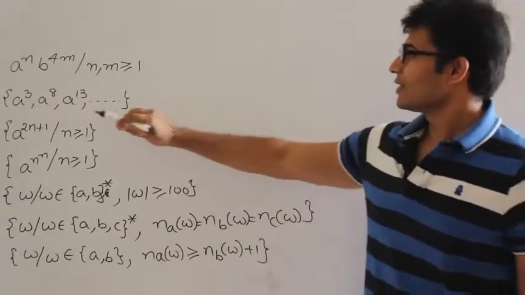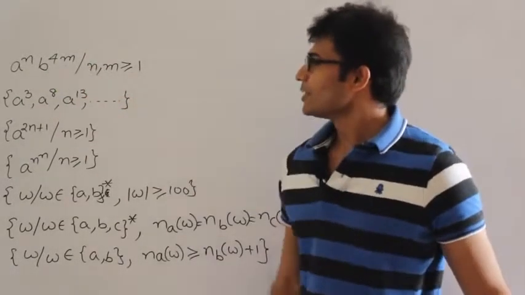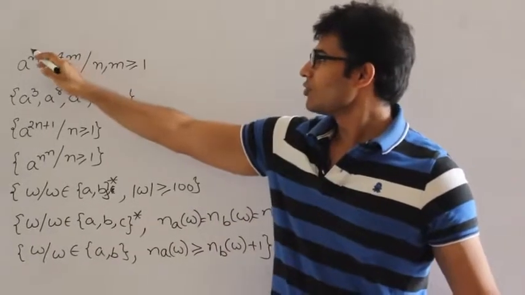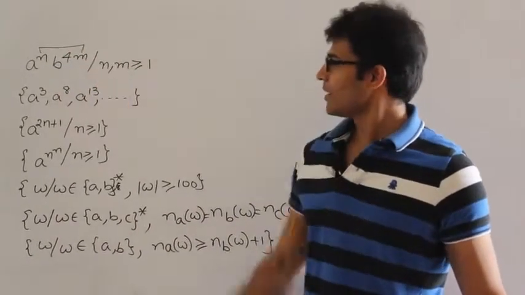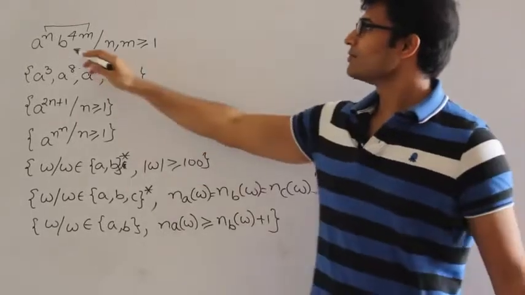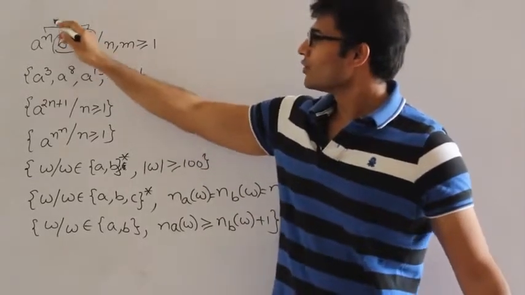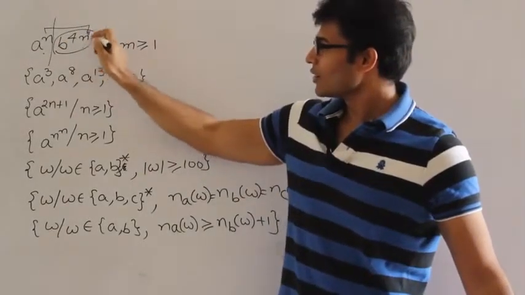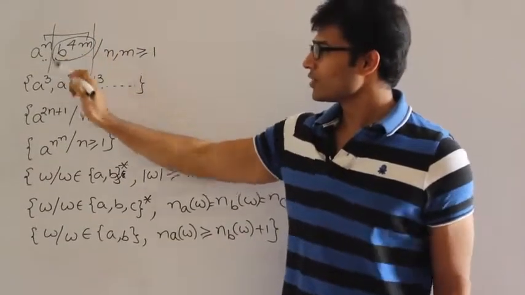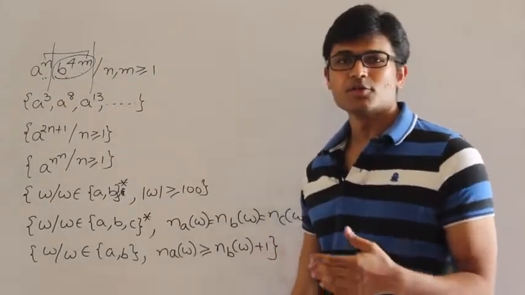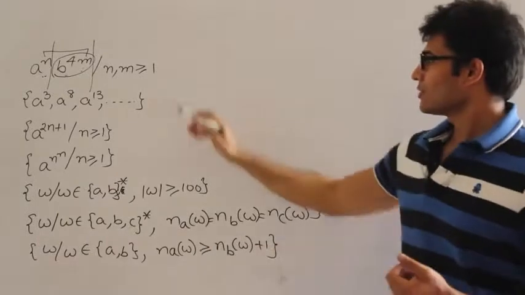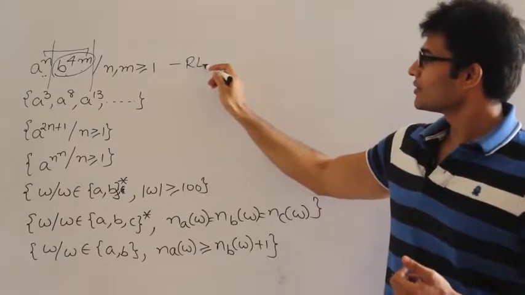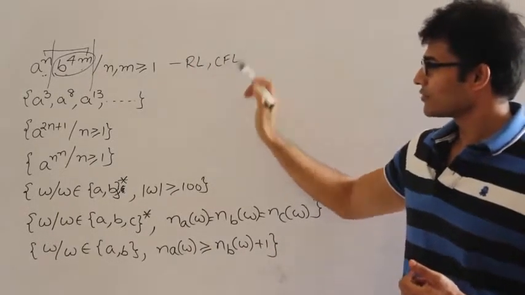Now see this language, a power n, b power 4m. There is no counting required and there is no comparison required. Moreover, this b length is in AP. So you can do it with finite automata. Therefore it is easily possible to do it with a finite automata. So this language is regular. Since this language is regular, it is also context free.